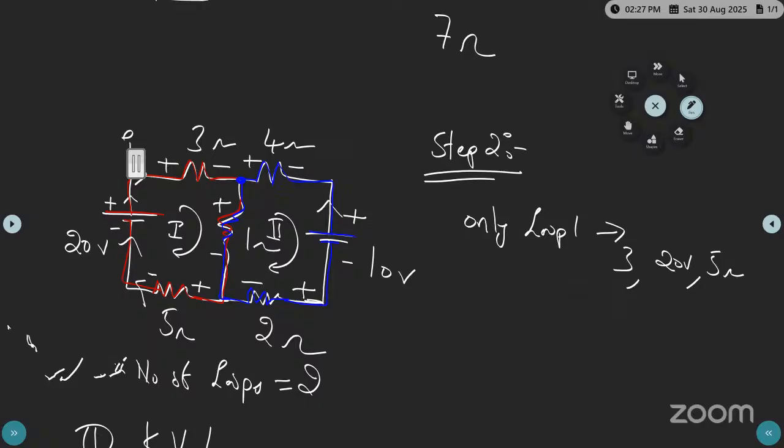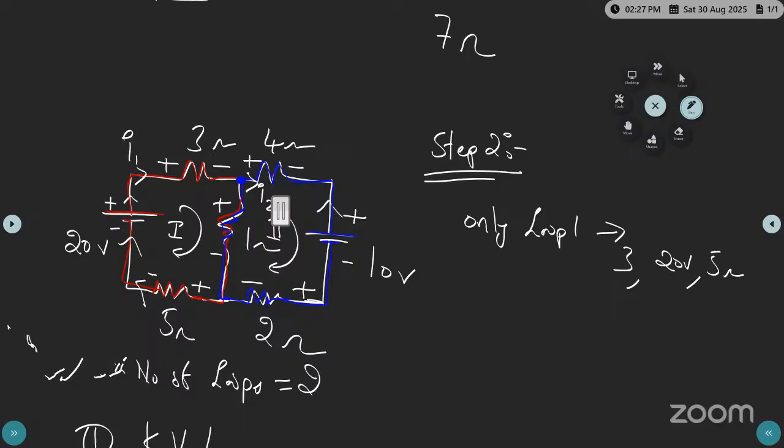Loop 1 means I1. So in individual elements 5 ohm and 20 ohm and 3 ohm, I1 current will flow. These are the elements only for loop 1. Now, which elements are only for loop 2? 4, 10, 2. So it is also clockwise direction, I2. I2 current is flowing towards 4 ohm, 10 ohm, and 2 ohm in a clockwise direction.